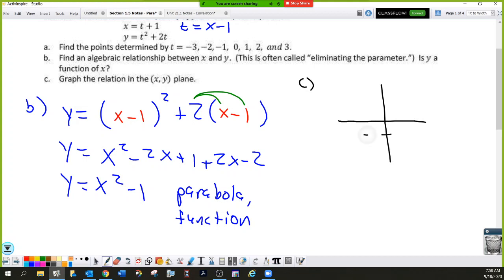Picture not drawn to scale, because who cares? And it looks like this. Ta-da. And if you really cared, x squared minus 1 factors to x plus 1, x minus 1, so we actually know what its 2 zeros are. There. A, B, and C. Ta-da. Yes, ma'am.